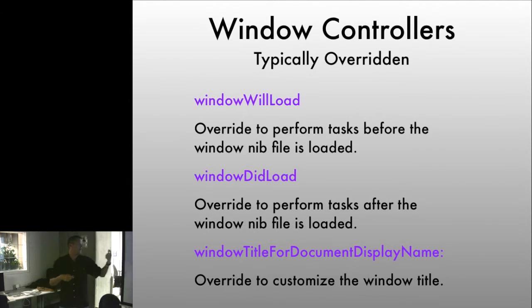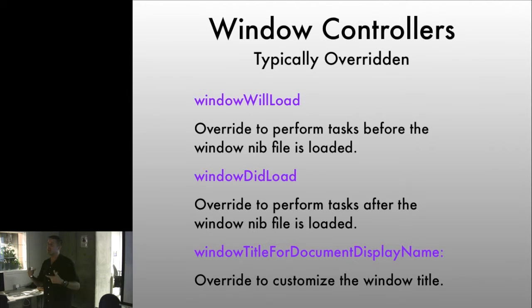windowDidLoad is called as soon as the window is loaded from the nib and it's loaded and created in memory. You may want to do some positioning or tiling as soon as the window is loaded. In the nib, you can specify location, but say you want your window in the upper right-hand corner of the screen. Since screen sizes are different, you may have to do that algorithmically. This is a good place to do that.